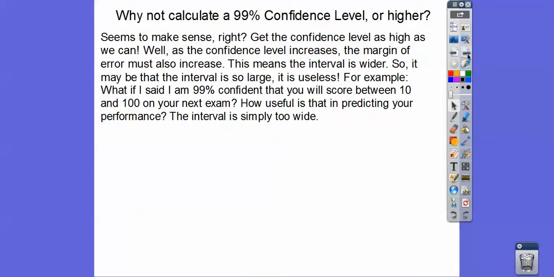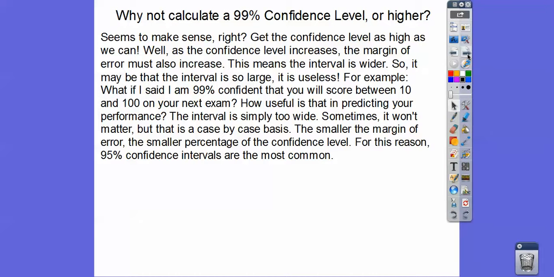And so here's an example. For example, what if I said to you, I'm 99% confident that you're going to score on the next exam between a 10 and 100. Okay, well, how useful is that in predicting your performance? Okay, so it's too big. So sometimes it won't matter, but it depends on which case you're talking about. But the example I did right there, 99% confidence level gives us a margin that's way too big.